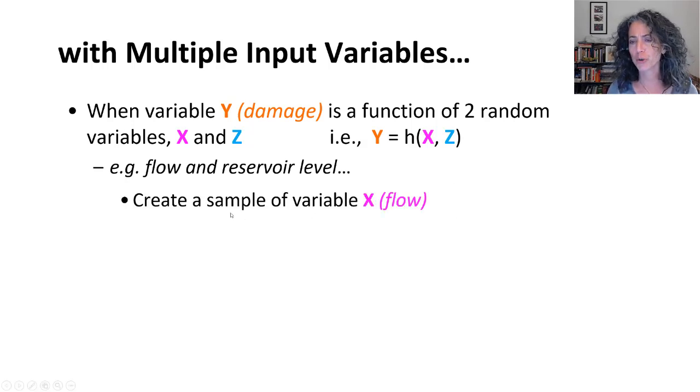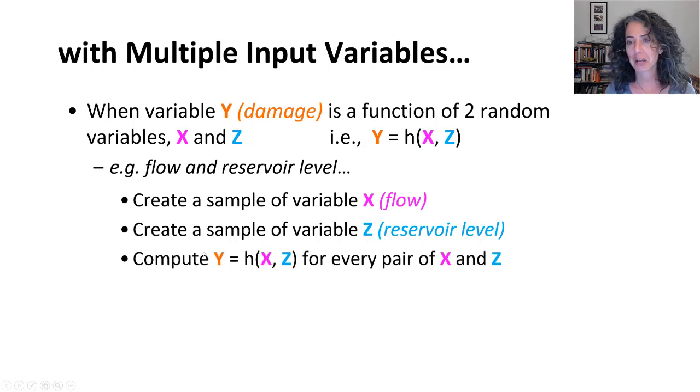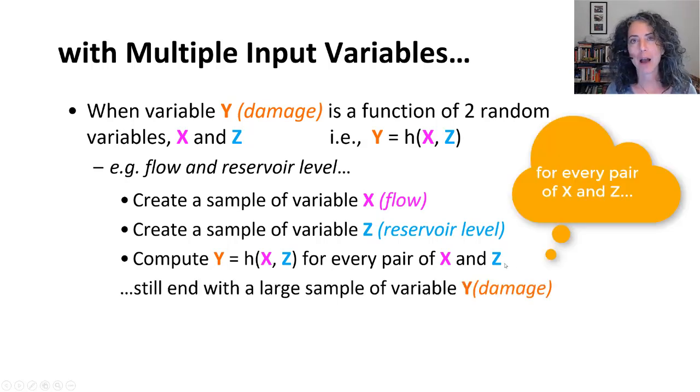So in this case, we're going to create a sample of random variable x, a sample of flows. We're going to create a sample of variable z, the reservoir level. And then we're going to take one value from each sample and compute damage as a function of those two values, right? And for every member of x and z, I'm going to compute damage.